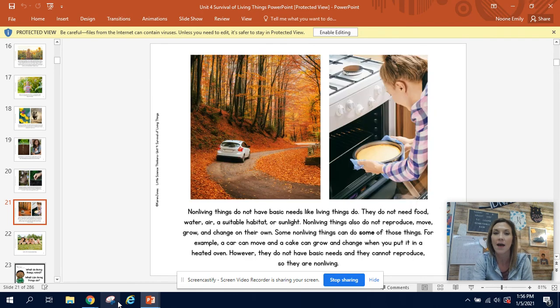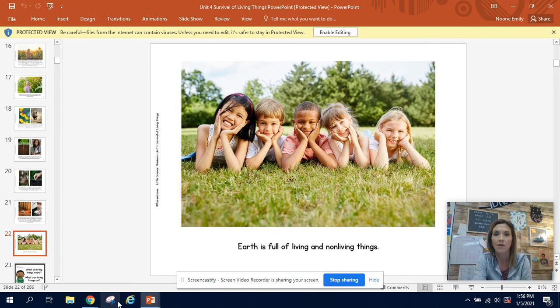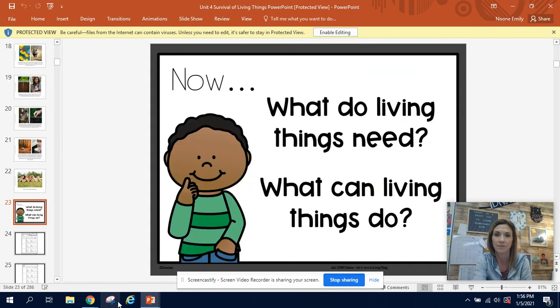Non-living things do not have needs like living things do. They don't need food or water or air. Non-living things do not move, grow, or change. Okay? Some non-living things can do some of these things, like a car can move and a cake can grow when you bake it. However, they do not have the basic needs and they can't reproduce, so they are non-living. Earth is full of living and non-living things.